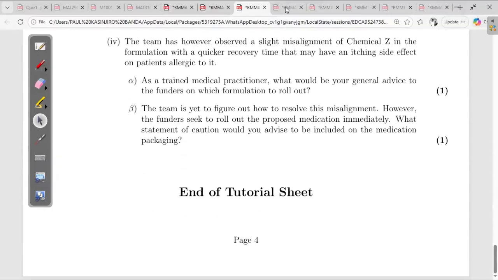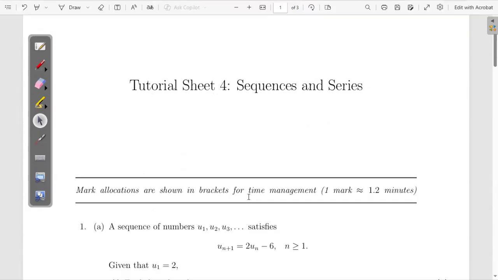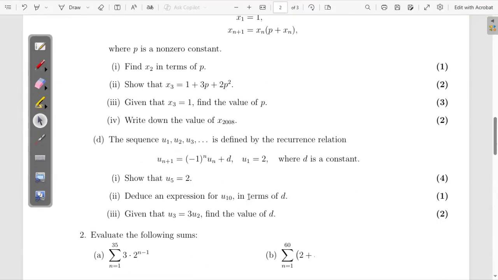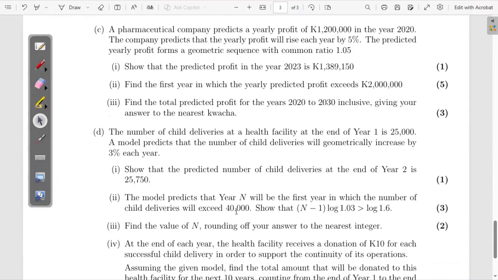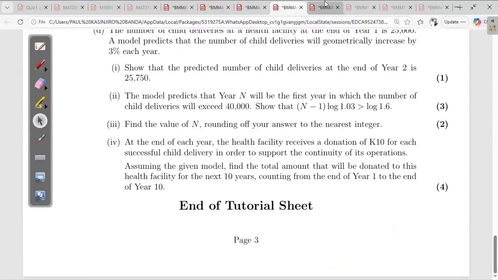Okay, so that was tutorial sheet three. Tutorial sheet four is on sequences and series. Again, we've solved all the questions in this tutorial sheet. Okay, all the questions here have been solved. They're there. You can access them on the website.